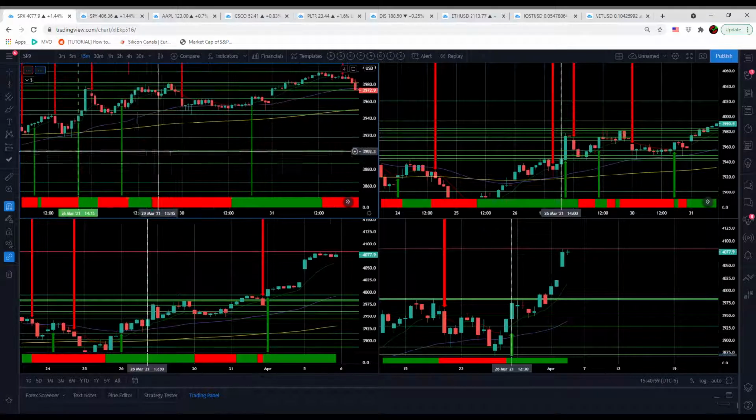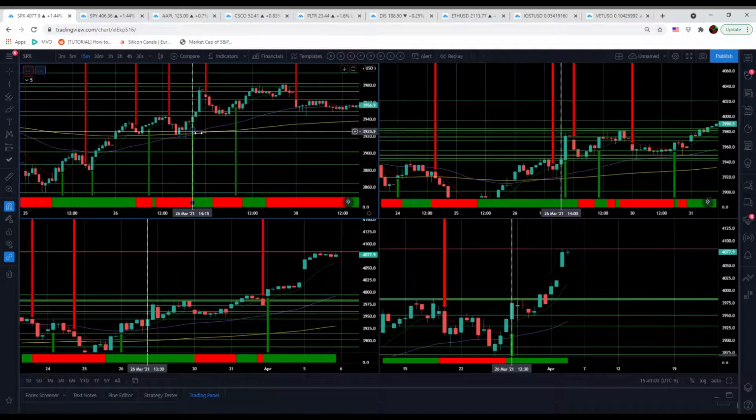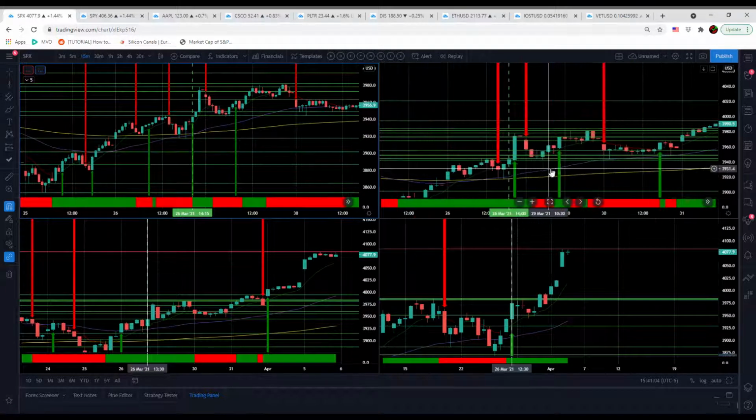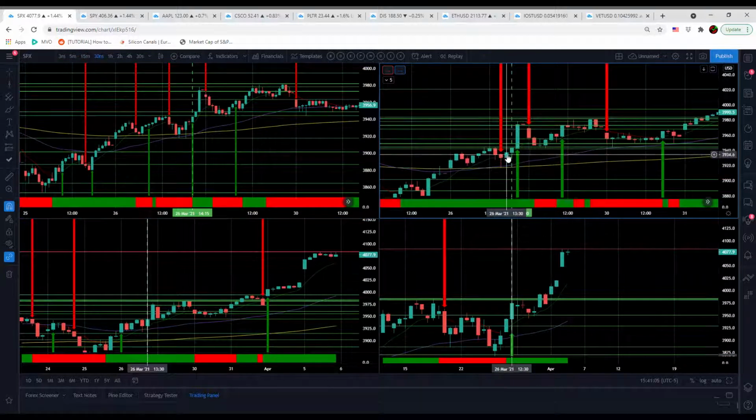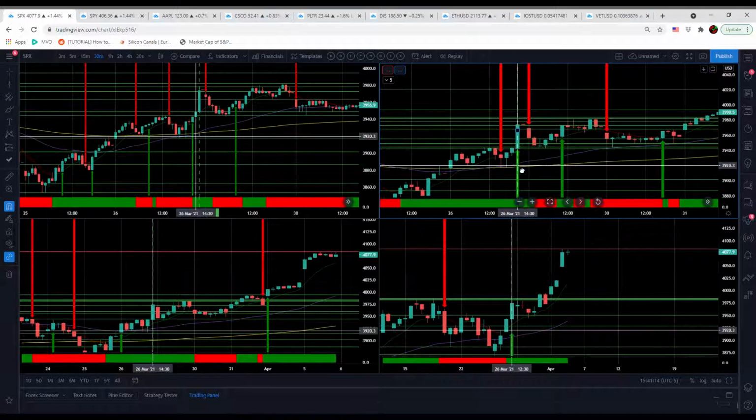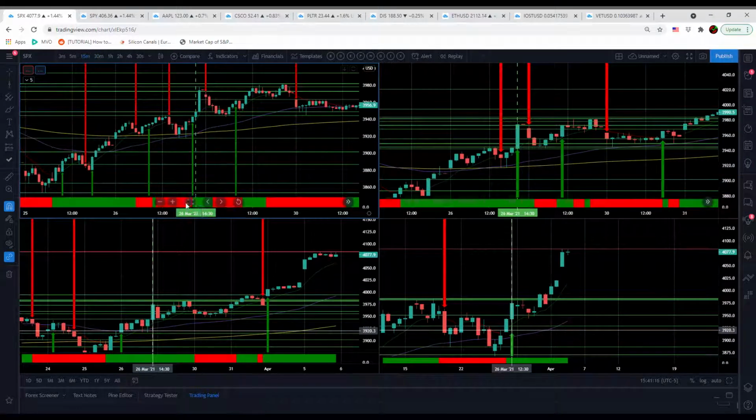You see this one? Right here is green on 15 minutes. But the 30 minutes is really not green because we just fired the red arrow. So technically that's still red. You need to wait for the green arrow. So this one fired green. So this one you can enter here.